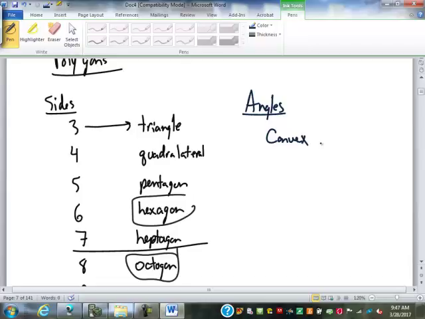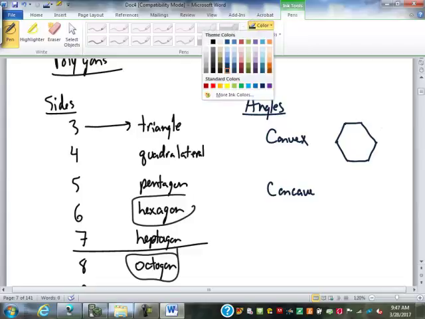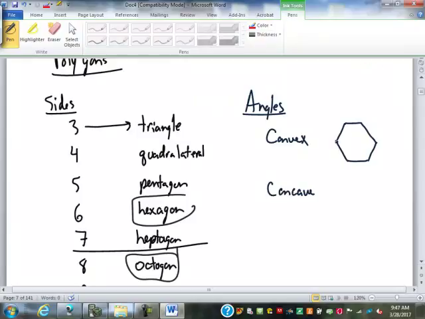Convex polygons versus concave polygons. A convex polygon is one where all of the angles are set so that each vertex technically creates two angles. Like this vertex here has an angle here and an angle out here, right? A convex polygon is set so that all the smaller angles are on the inside.